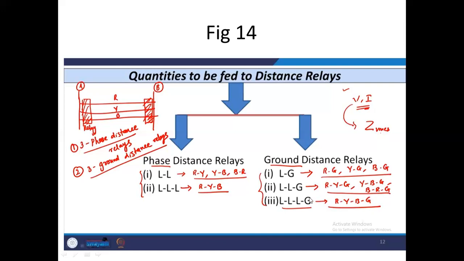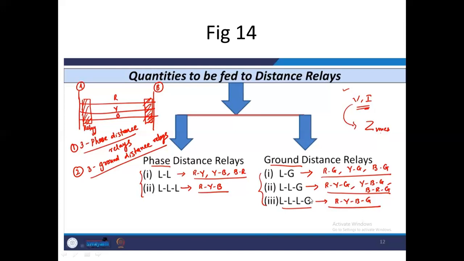Okay. So again, single line to ground faults and double line to ground faults, the ground distance relay takes care of these. If a triple line to ground fault occurs, which is very rare because it involves some impedance or resistance, then the ground distance relay will take care of this too.